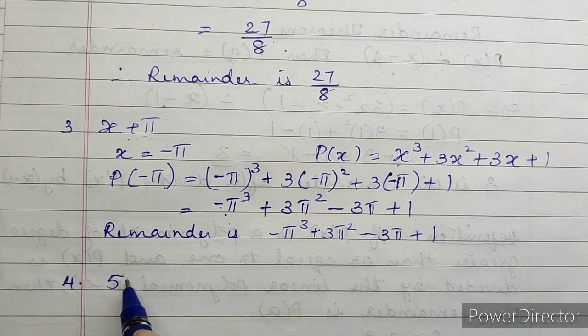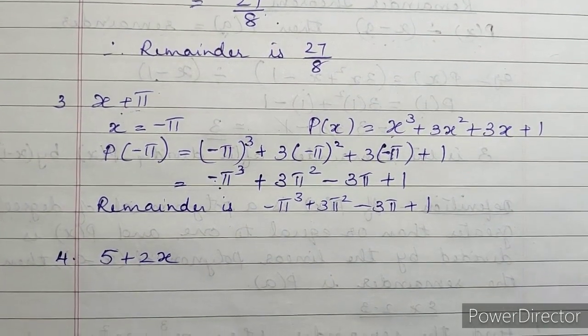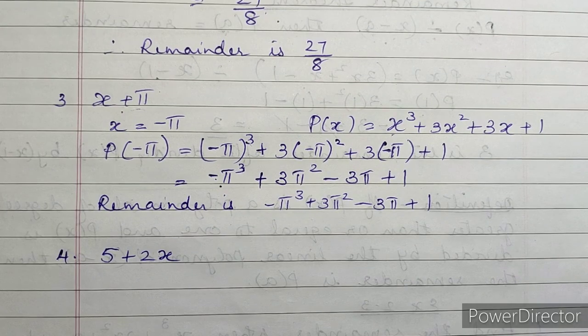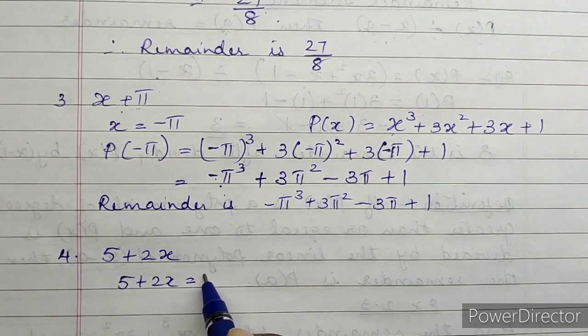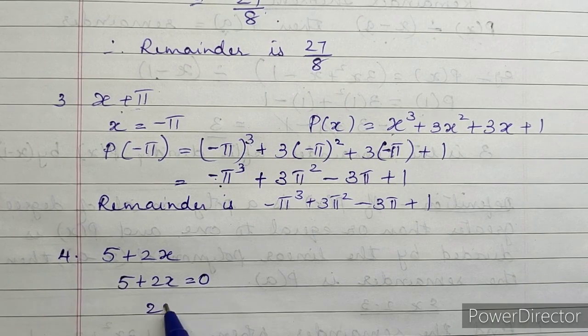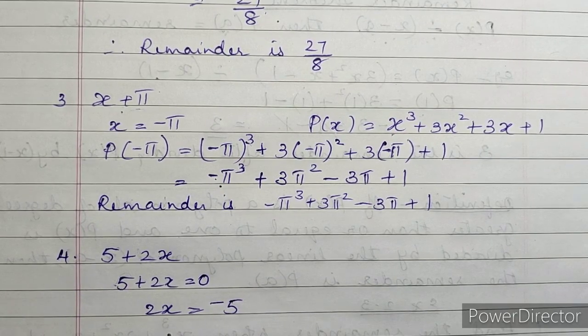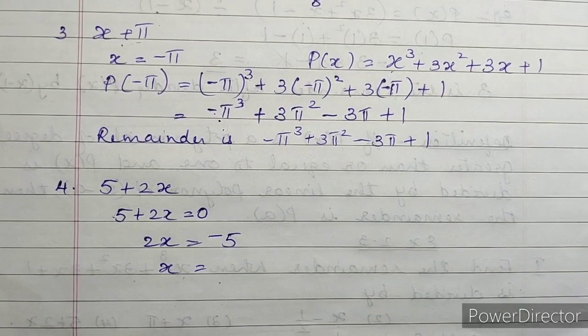5 plus 2x. So how you will find what value you have to put for x? As usual, 5 plus 2x equals 0 you should put. 5 plus 2x is equal to 0, then 2x you have to find. 2x equals, this positive 5 will go to the other side, it will become minus 5. Now x is equal to 2 into x is equal to minus 5.